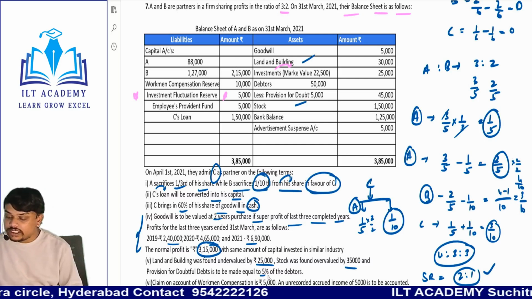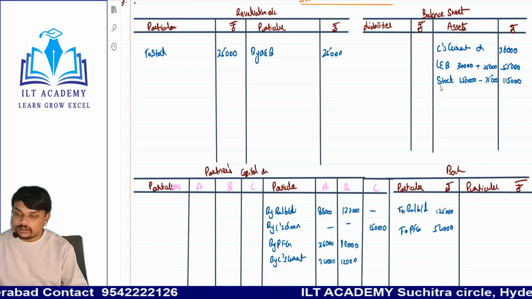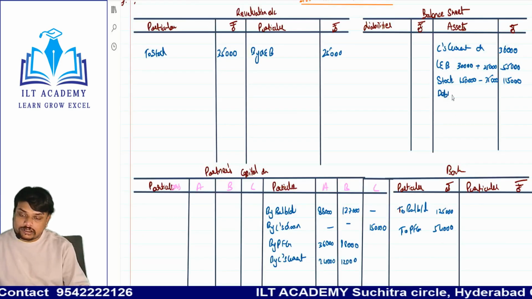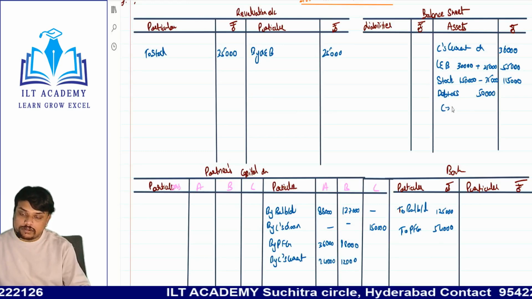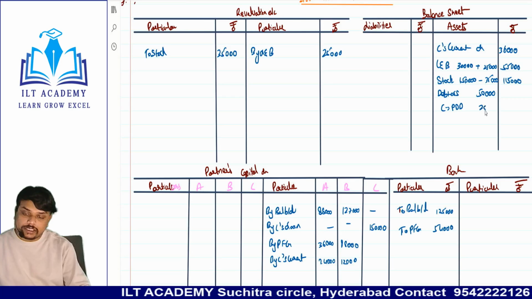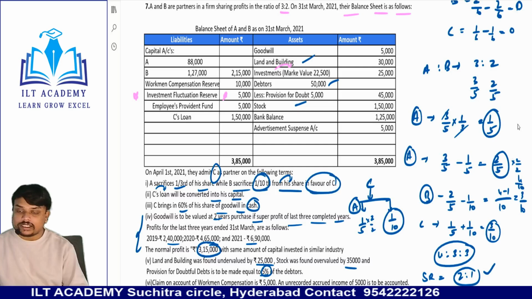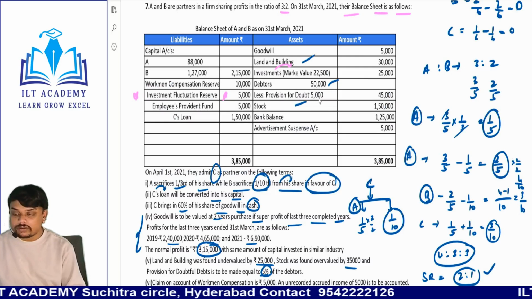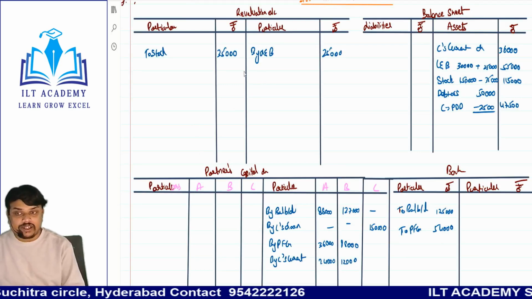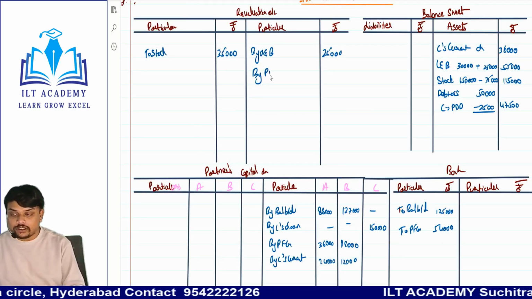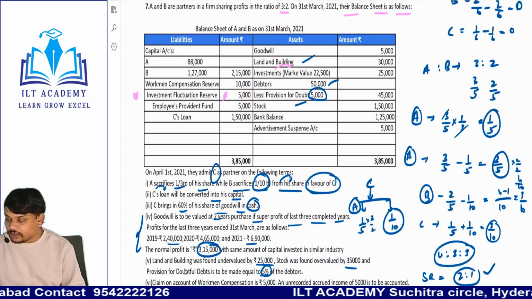Provision for doubtful debts is to be made at 5% on debtors. Debtors are how much? 50,000. 50,000 minus provision for doubtful debts at 5%, which comes to 2,500, which is 47,500. And here already the provision is 5,000. So now we have made a saving in provision for doubtful debts of 2,500. It's a profit for us.